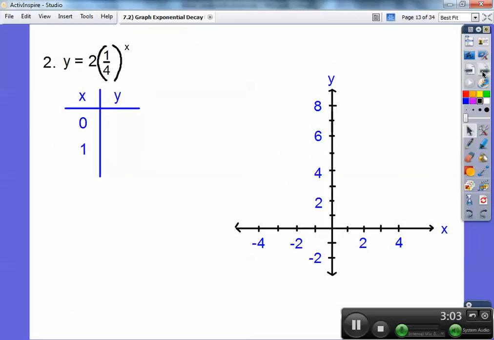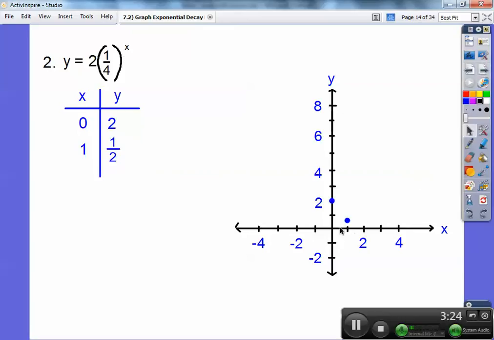Okay, so now let's do this one. I'm going to do the 0, 1 trick. If you don't know what I'm talking about, please go look at section 7.1, which says graphing exponential growth. It explains this. It's a real quick shortcut, you guys. So when x equals 0, I plug in 0 right here. So it's going to be 2 times 1, and 2 times 1 is 2.